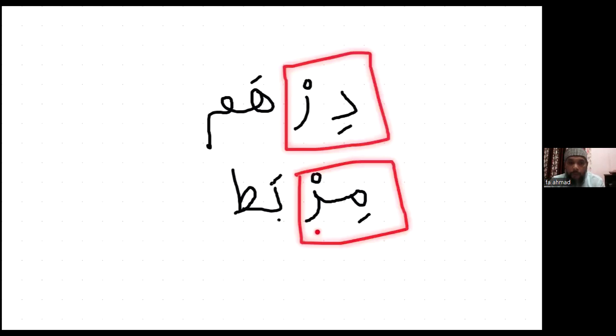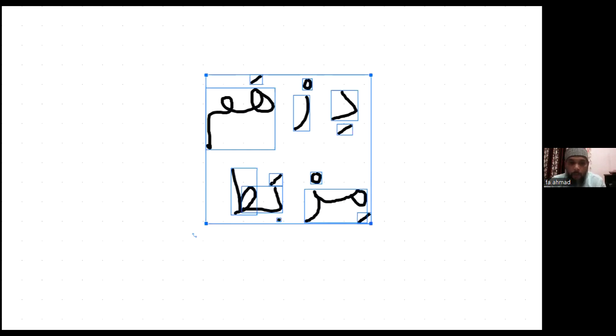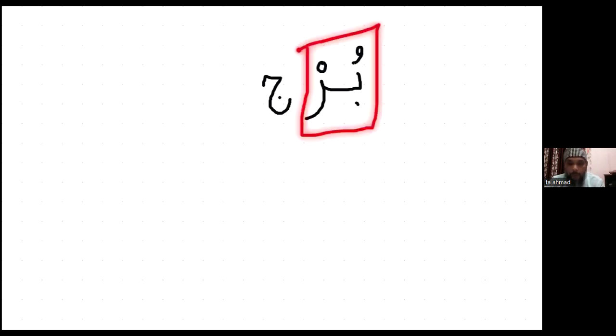Now sukoon with the short vowel dhamma, the u sound. Let's see a word. This is a famous word. Ba with dhamma, ra sakin: bur. Ba dhamma, ra sakin, bur, and jim: burj. Burj Khalifa. So ba dhamma, ra sakin, bur, burj. It is a sukoon sign, a cutting sound: bur, burj.